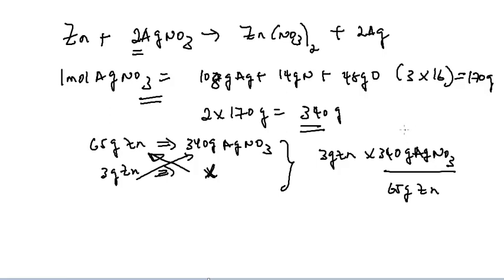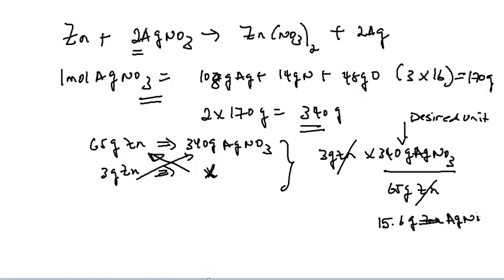Remember that the desired unit has to be on the top. This is the desired unit, this is what you are looking for. This is the unwanted unit, so zinc and zinc will be crossed out here. And 3 times 340 divided by 65. Let's see how much that would give us. It will give you about 15.6 grams of silver nitrate.